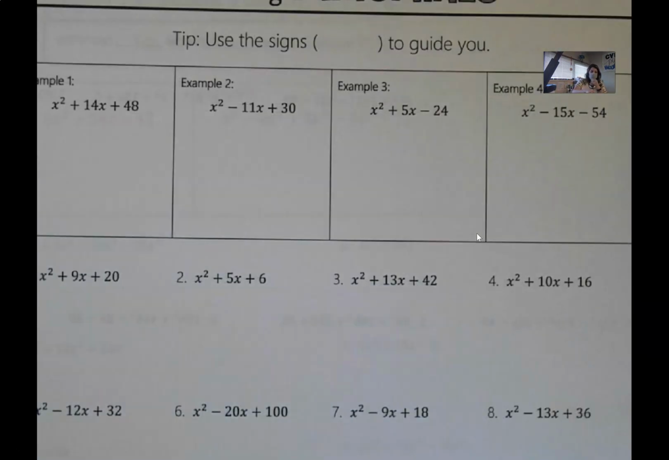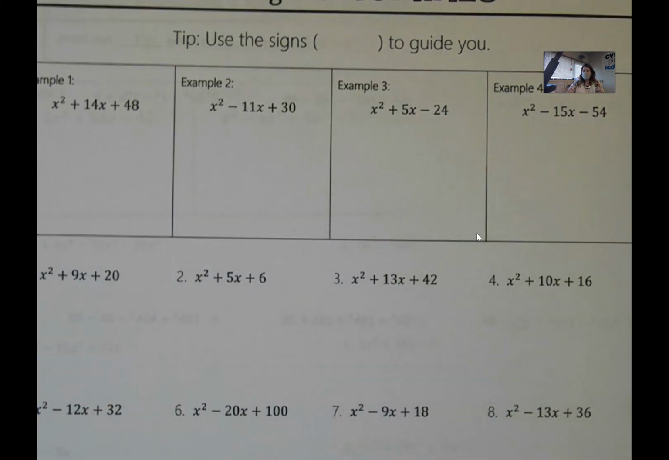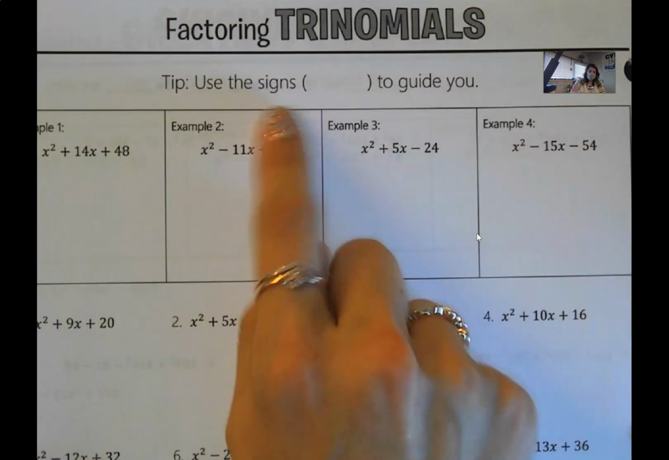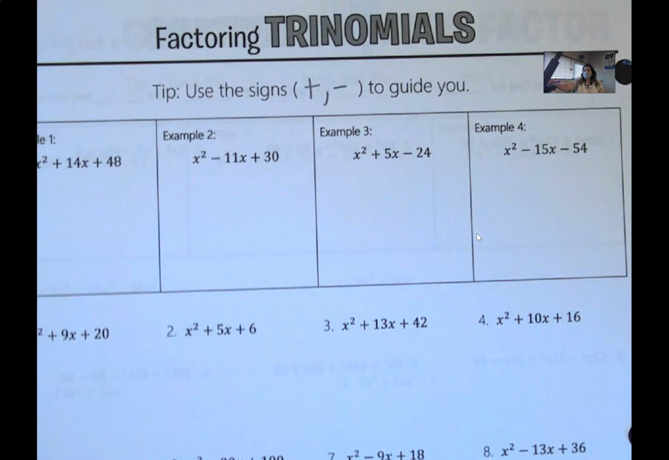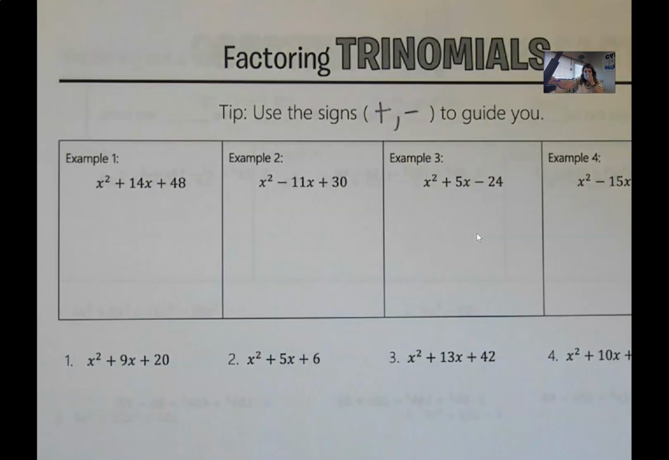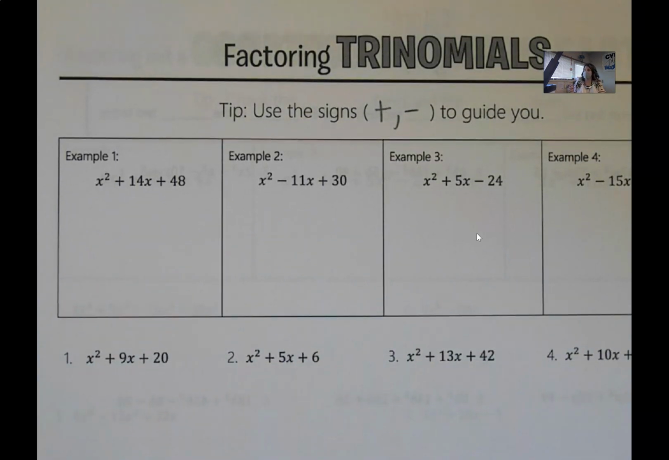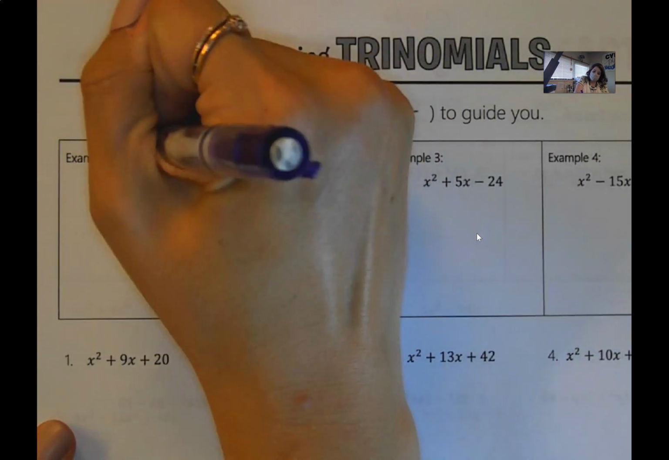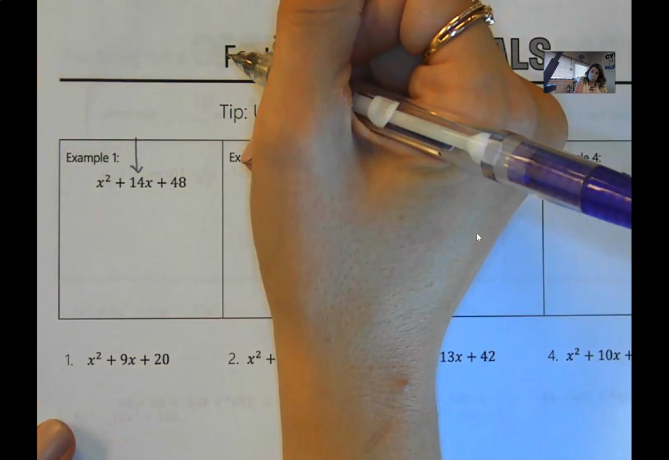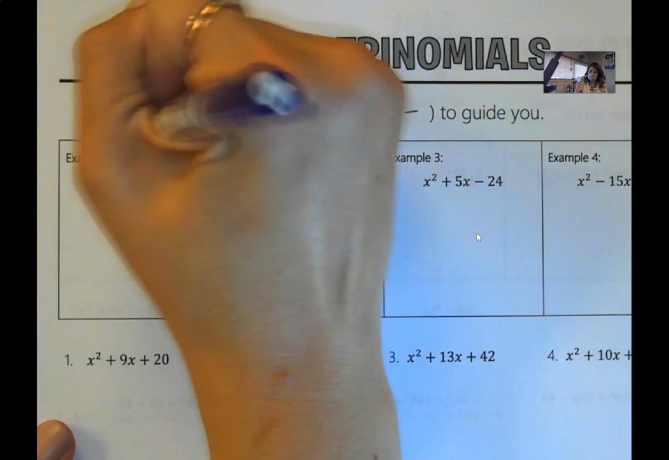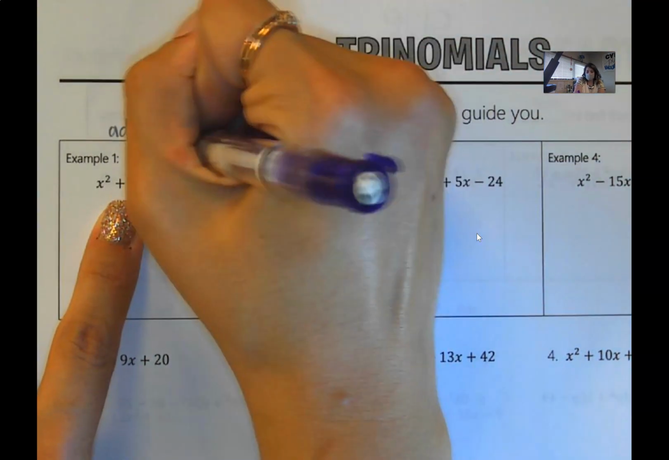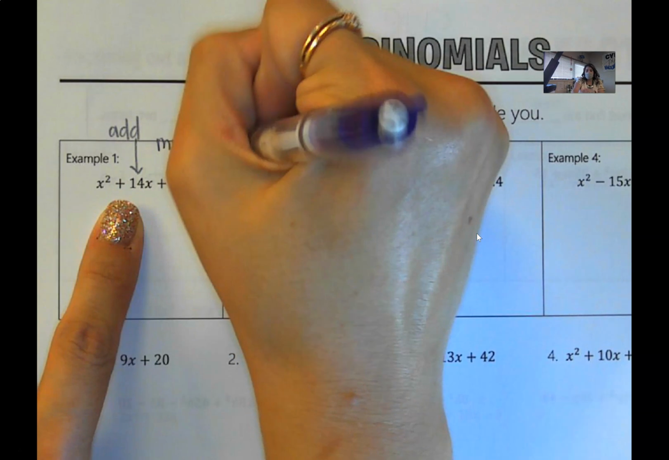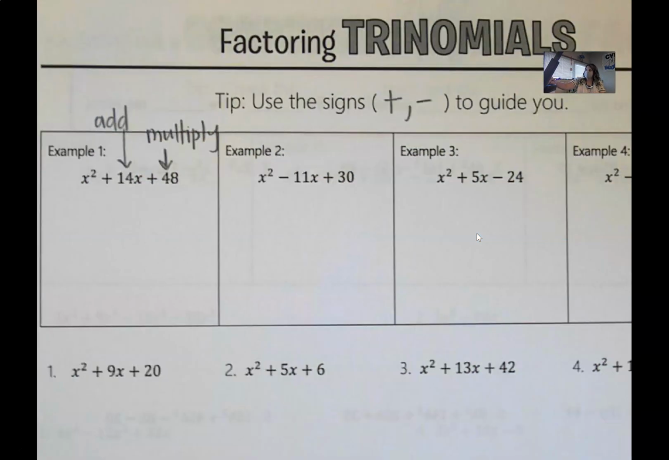Okay, so when you're factoring trinomials, you want to use the signs to guide you. So what we mean by signs is the plus and minus signs in the problem. Now, when you learned this last year, if you learned it, depending on what teacher you had, they told you, well, all you have to do is find the two integers that add to 14 and multiply to 48. Does that sound vaguely familiar? Yes, no?